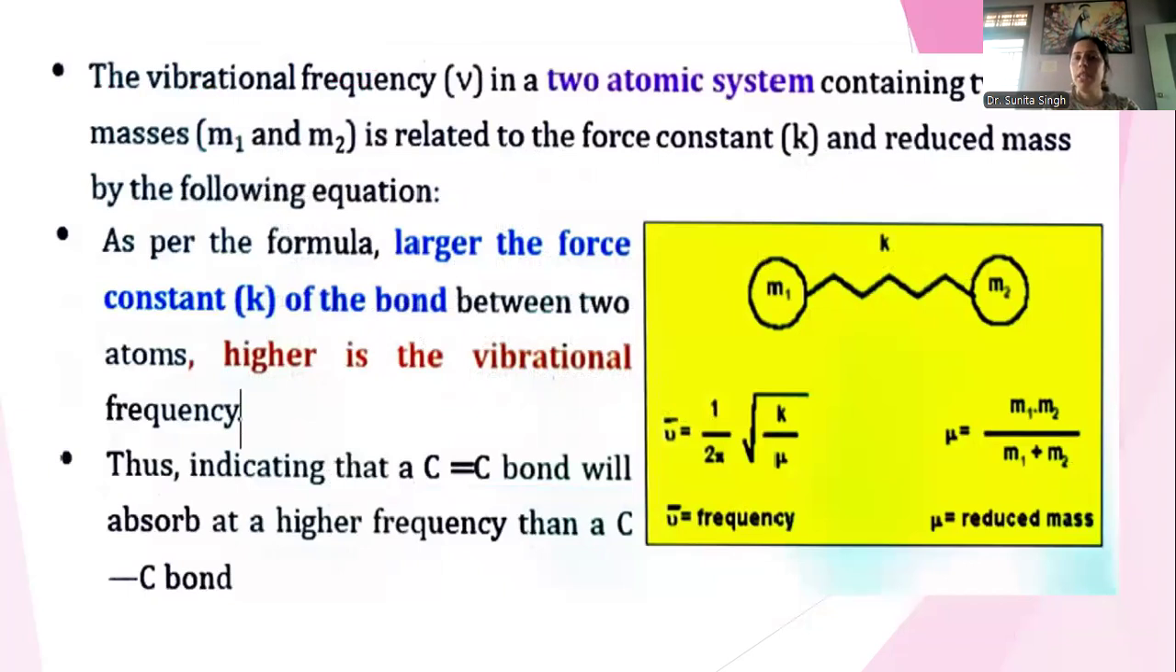The vibration frequency in a two atomic system containing masses m1 and m2 is related to the force constant, and we have Hooke's law, and we get this equation where nu bar is equal to 1 upon 2 pi times the square root of k upon mu, where k is the force constant and mu is the reduced mass. So this formula also helps us to know that the larger the force constant of the bond between two atoms, the higher is the vibrational frequency. So you should know that compounds containing double or triple bonds have higher vibrational frequency in comparison to single bonds, because their force constant is higher than that of the compound containing a single bond.